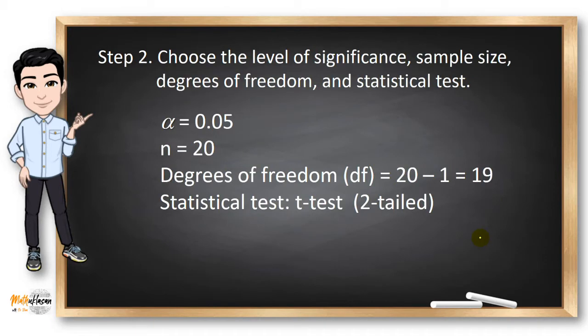To identify the critical values, we're going to need the level of significance, the sample size, and the degrees of freedom. The degrees of freedom is n minus 1, where n represents the sample size. Since the sample size in the problem is 20, then 20 minus 1 is 19. The type of test that we have is a two-tailed test. The t-distribution, which we will use later to identify the critical values, is a family of curves. That is why we need degrees of freedom to get the critical values.